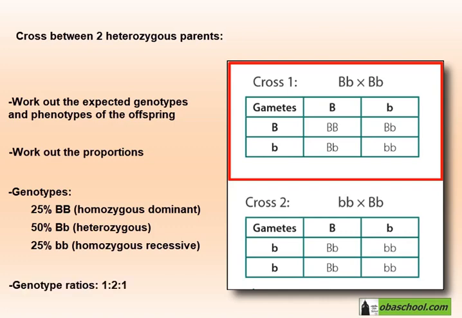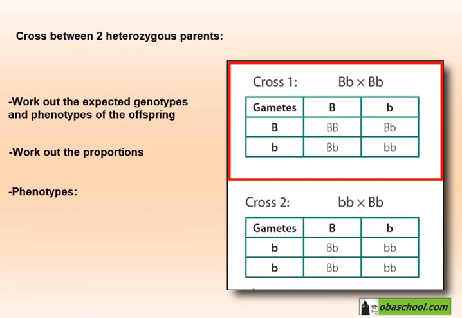The possible genotypes appear in a ratio of 1 to 2 to 1. 1 being the 1 out of 4, 2 being the 2 out of 4, and 1 being the 1 out of 4. So the ratio of homozygous dominant is 1, the ratio of heterozygotes is 2, and the ratio of homozygous recessive is 1.